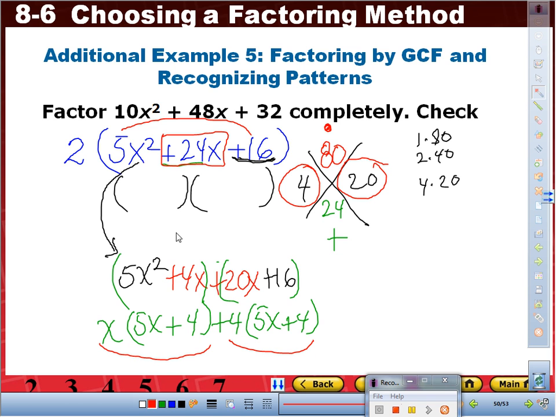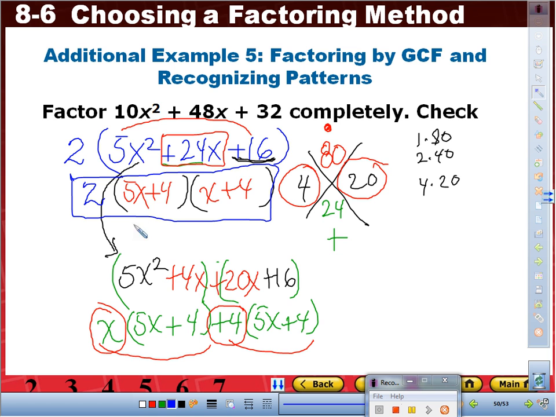And so you write it here, 5x plus 4. What's left over for this term? x. What's left over for this term? 4. So this is x plus 4. However, don't forget about the friends. Here they come. Can I come with you guys? Yes. There it is. And now it's completely factored.